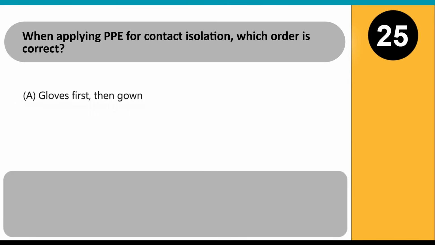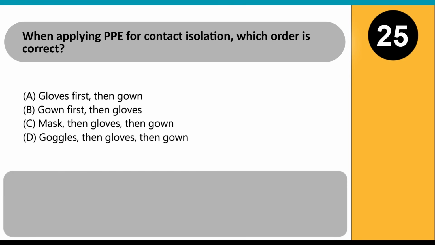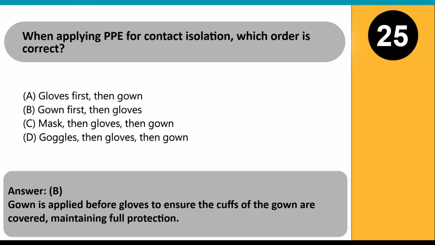When applying PPE for contact isolation, which order is correct? A. Gloves first, then gown. B. Gown first, then gloves. C. Mask, then gloves, then gown. D. Goggles, then gloves, then gown. Answer: B. Gown is applied before gloves to ensure the cuffs of the gown are covered, maintaining full protection.